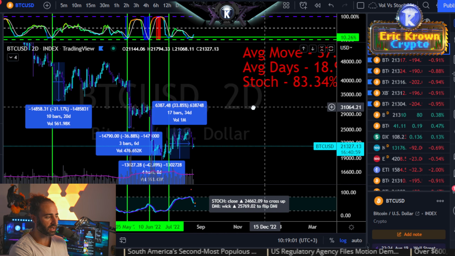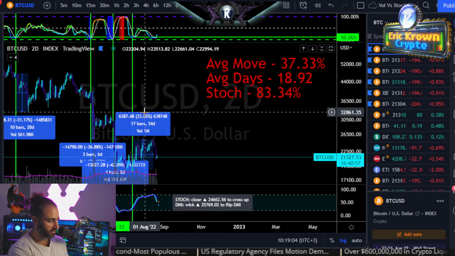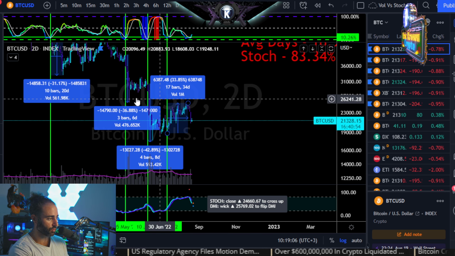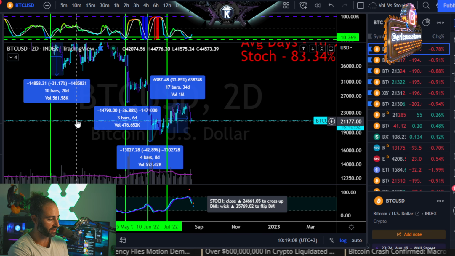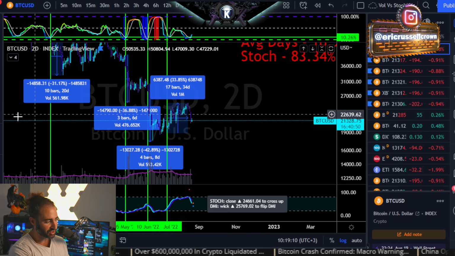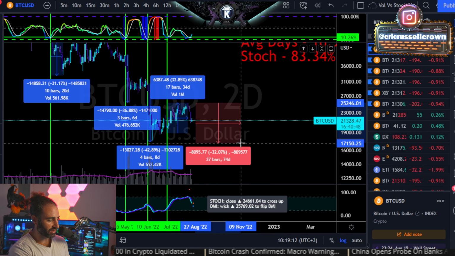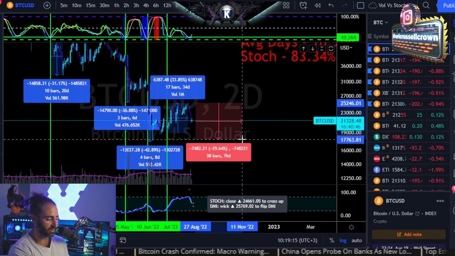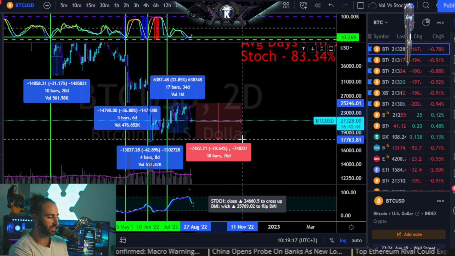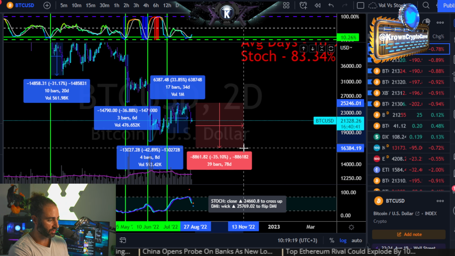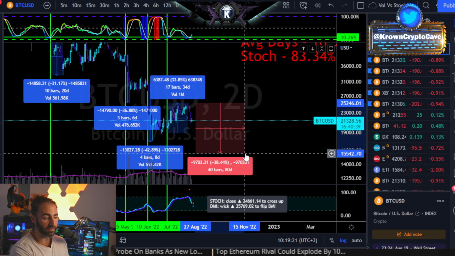If we were to apply that average move, keep in mind there's some variance here, but even the last four that we've seen in the past six months have all been above 30%. That would imply, if we're going to go 30%, basically the current lows of about $18,000. I think 37% puts Bitcoin somewhere in the mid 15s.